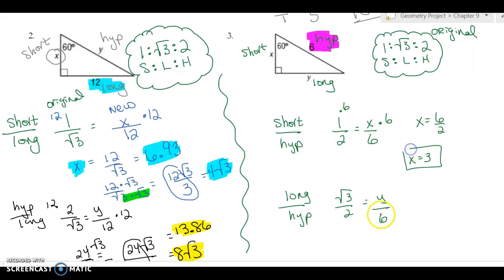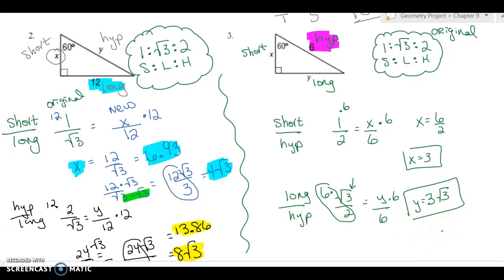So X is 3. For this one, same thing, I would multiply by 6. And if you notice, I still have a 6 over 2 that I can reduce. And so I get 3. And then I can't forget this thing, square root of 3. 3 square root of 3. Okay? So that's how you set up 30, 60, 90s. They are tricky, but with practice, you will be okay. Just go through these steps.